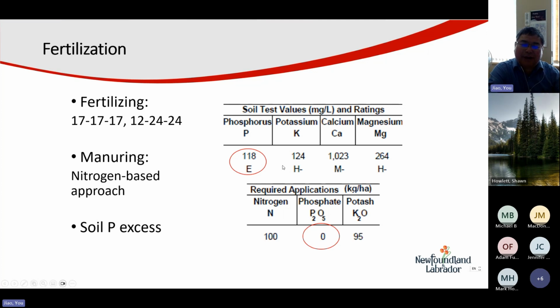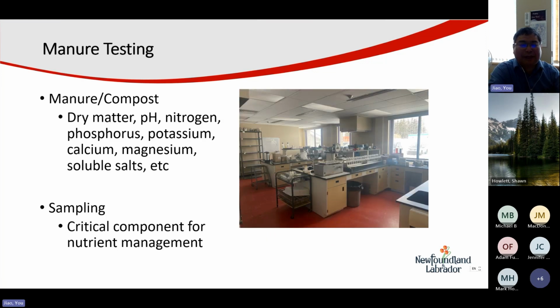So the soil test level could be excessive, very high, and the soil P level is very high. The required phosphate application, quantified as P2O5, would be 0. And the manure testing, that's the picture from our lab. For the manure and compost test, we test the dry matter, pH, nitrogen, phosphorus, potassium, calcium, magnesium, and soluble salts.